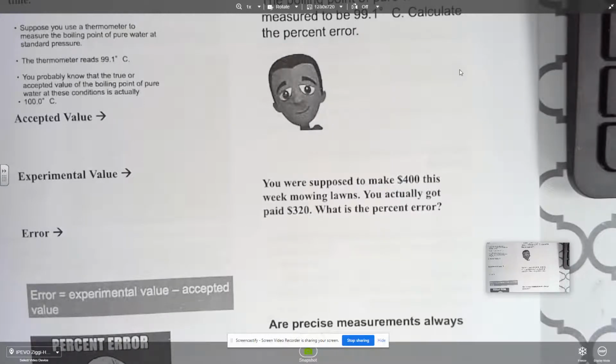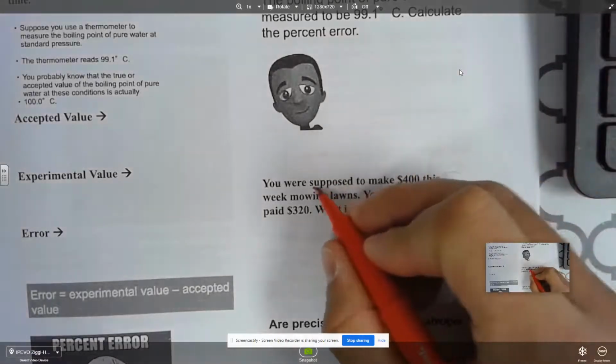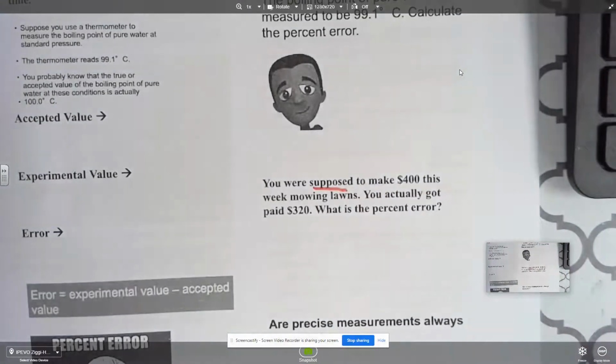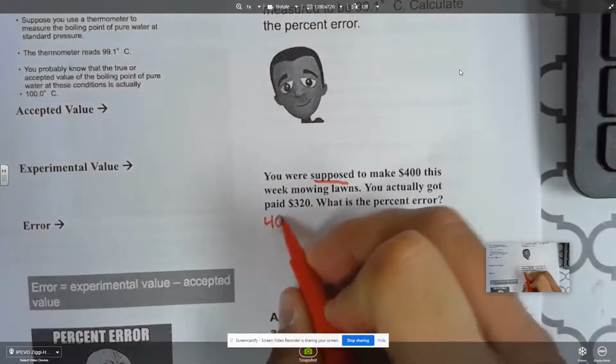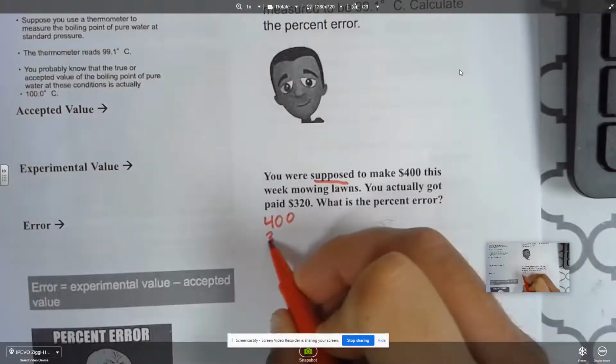Okay, but you actually got paid 320. So you're supposed to make 400 this week mowing lawns. Keyword: supposed. Okay, but you actually got paid 320. What is the percent error? So what we need to figure out, the 400 and the 320.